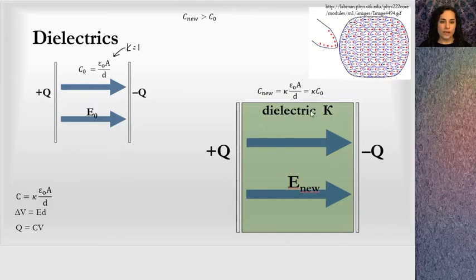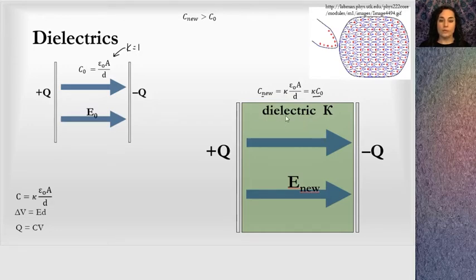When I put the dielectric in here, I made a note up here. We're going to have a new capacitance, and it is kappa times the old capacitance, right? There's the same area and the same distance between the plates. All we did was multiply by this kappa factor. So we have an increased capacitance.